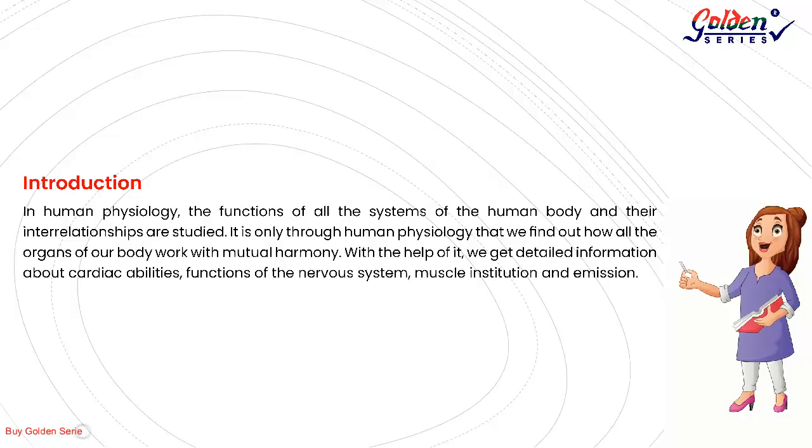In human physiology, the functions of all the systems of the human body and their interrelationships are studied. It is only through human physiology that we find out how all the organs of our body work in mutual harmony. With the help of it, we get detailed information about cardiac abilities, functions of the nervous system, muscle contraction, and emission.